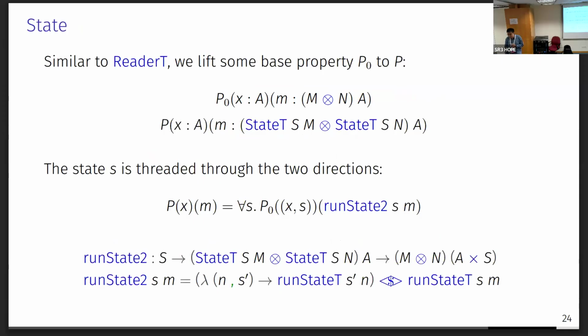And similar to ReaderT, we can also define something for the StateT transformer, where we still leave some base property P0 to P. And the interpretation just says that if we thread the same state through the two directions, the state must also be recovered. So we are treating the state as part of the input and the output in the base property P0.